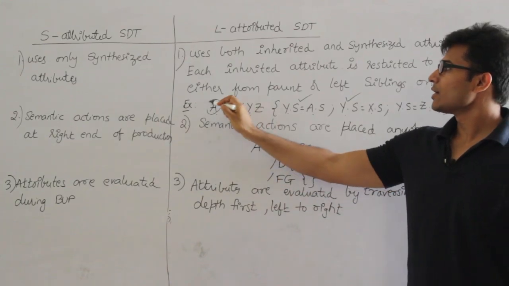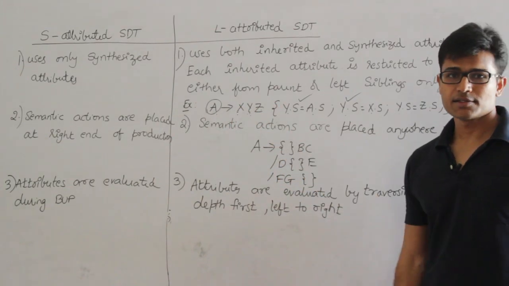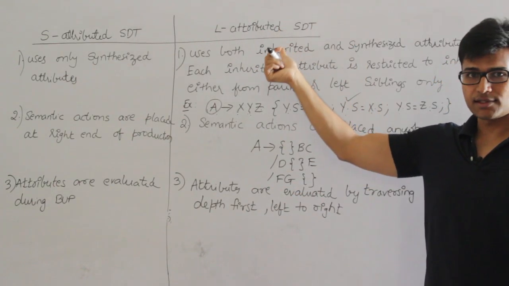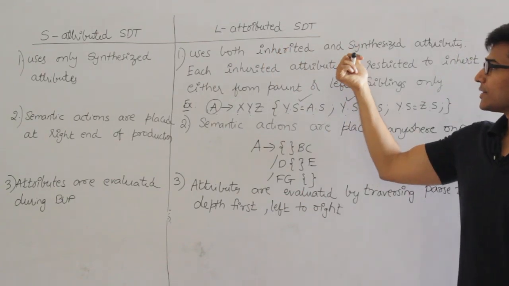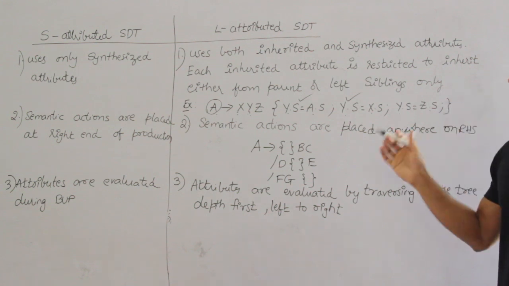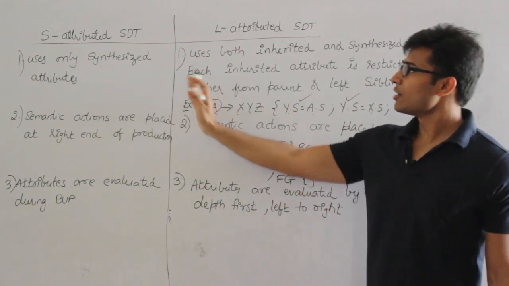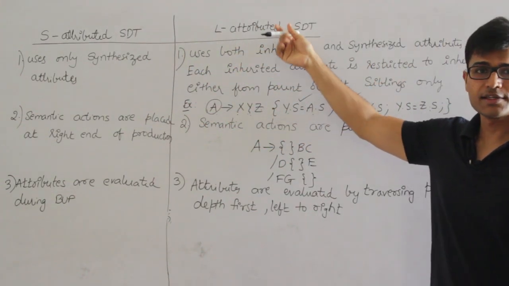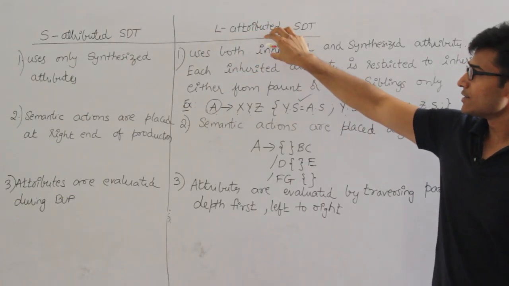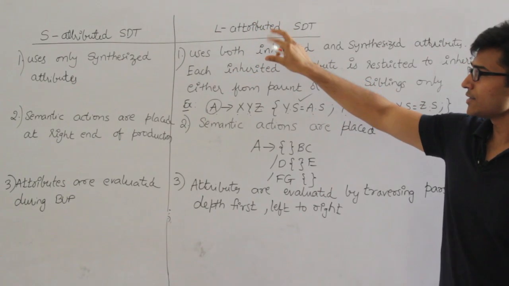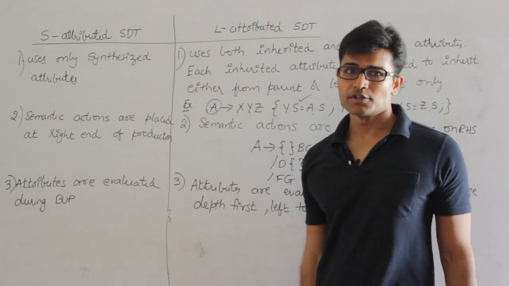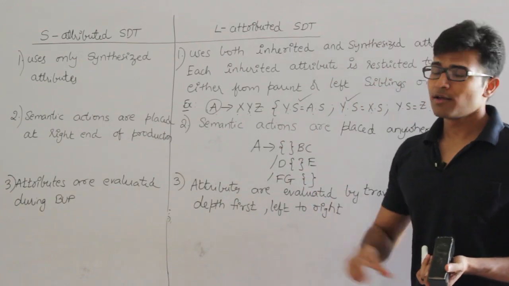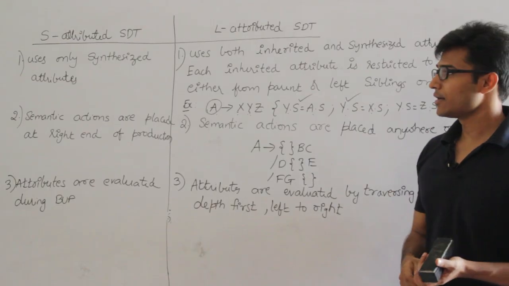And moreover, A can take value from x, y, z, because that is nothing but a synthesized attribute. So in L attributed definition, we have a combination of synthesized as well as inherited attributes, but inheritance should be only from the left hand side. So which one do you think is powerful? S attribute is taking only synthesized, L attribute is taking both synthesized as well as inherited. Therefore, L attributed definition is actually enclosing S attributed definitions also. If a definition is S attributed, then it is definitely L attributed. Why? Because L attributed can allow both synthesized as well as inherited attributes.